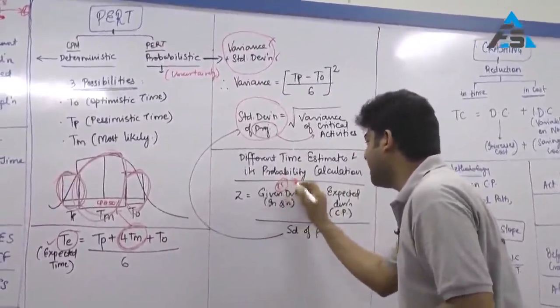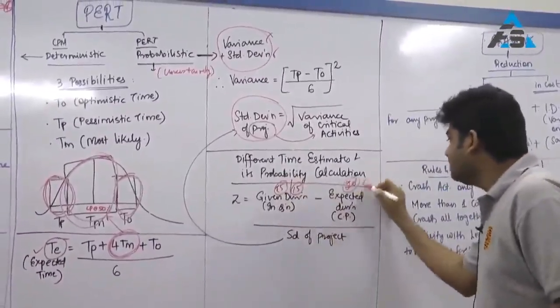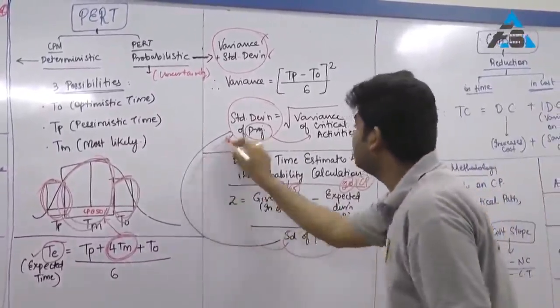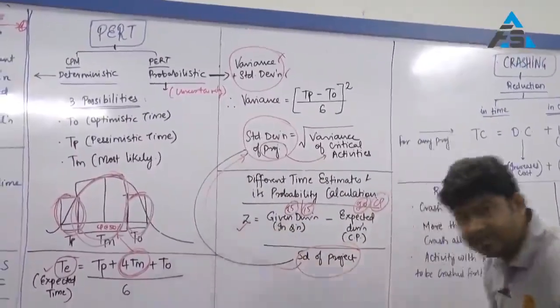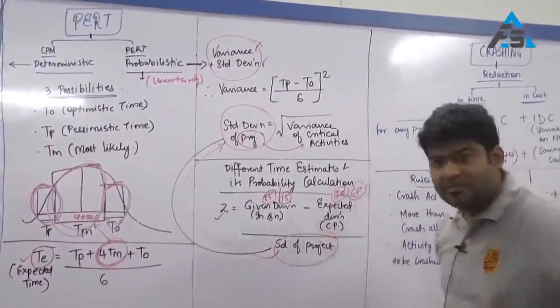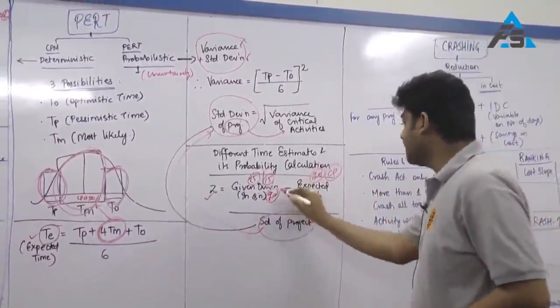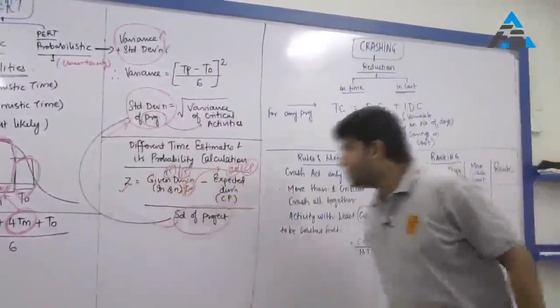Say it can be 25 or 15 as the case may be, and the expected duration, which is 20, is always your critical path, and the standard deviation of the project is something that we have already calculated. This will always give me the final probability, whether the chances are more than 50% or less than 50%. If this given duration is 20 as per our example, the Z or probability of completion will be 50%.